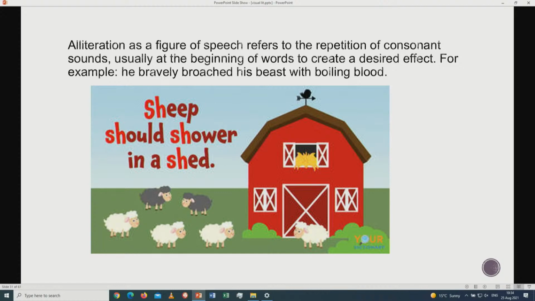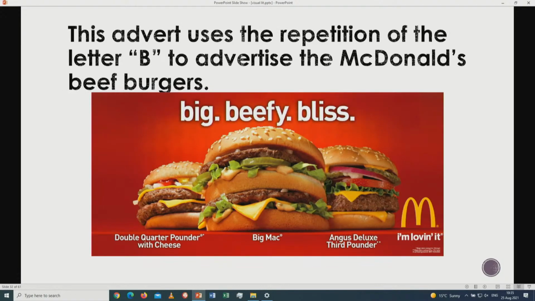So we call the consonant sound that will reflect at the beginning. For example, "he bravely," you see the BR, "bravely brought his beast with boiling blood." So all these consonants are at the beginning of the word. This advert uses the repetition as we were talking about, alliteration.